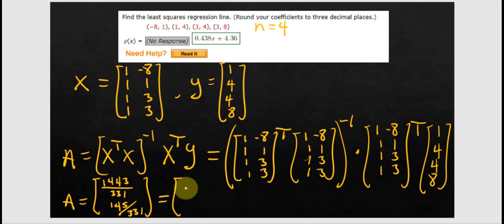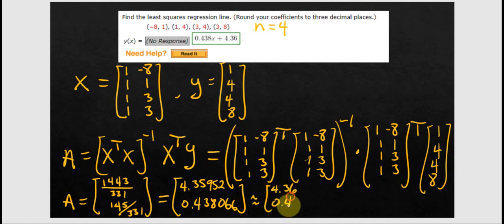This gave me 4.3595, and this is 0.438066. So when I do the rounding, for 4.35, well, the 9 has to go up, so that's just 4.36, and this is 0.438.